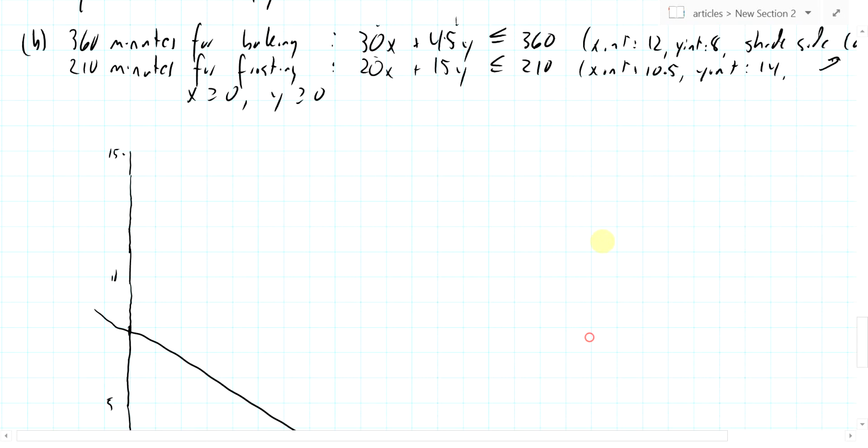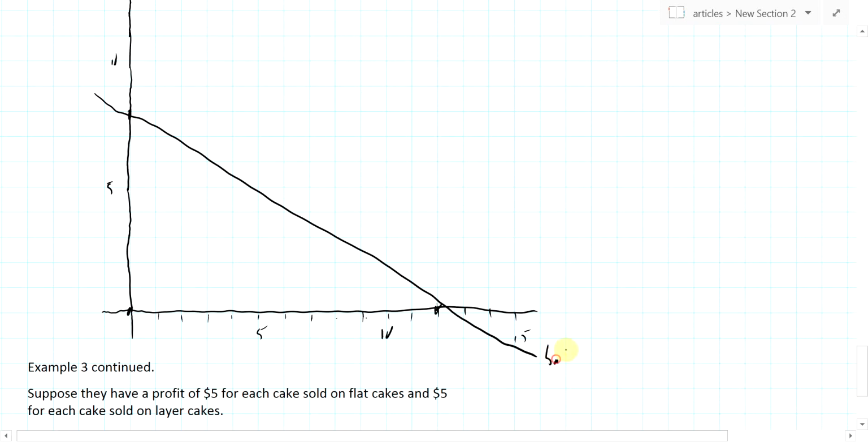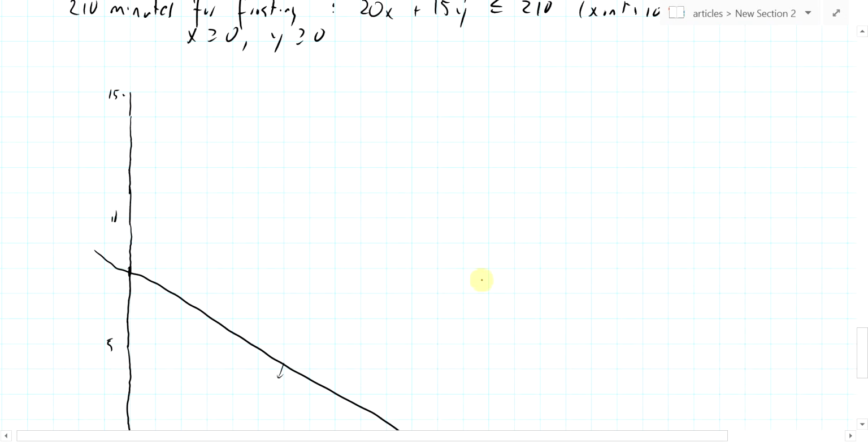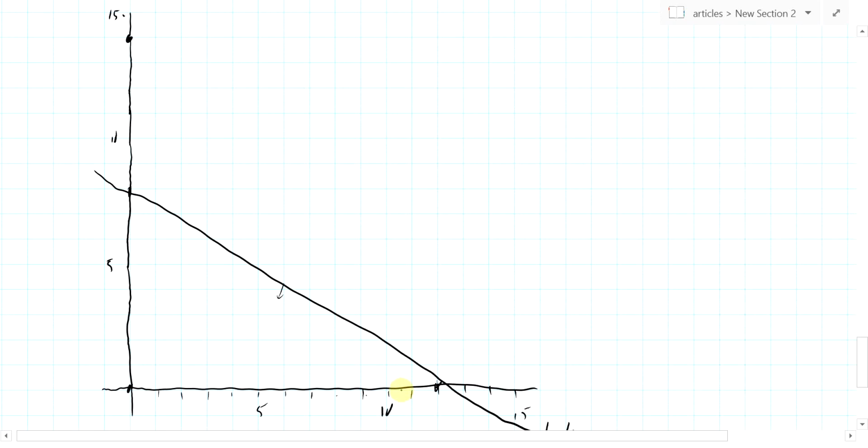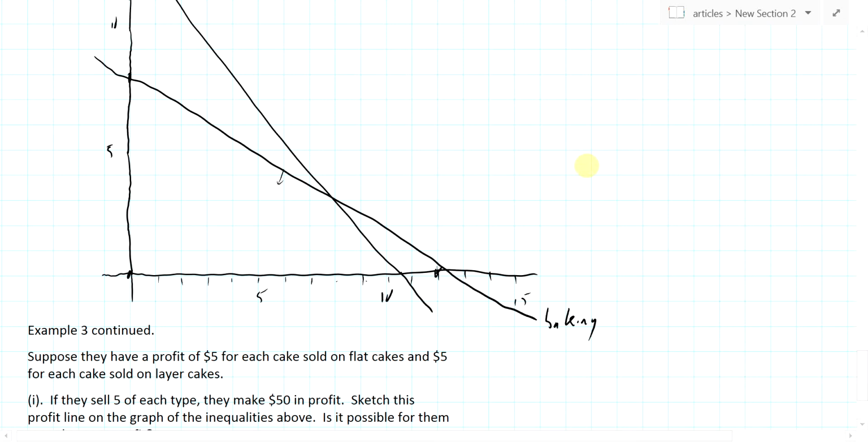And that is my baking constraint. So we shade this side. The other line, the frosting constraint: the x-intercept is 10.5, the y-intercept is 14, so there's 14, and 10.5 would be about there. And there's my frosting constraint.